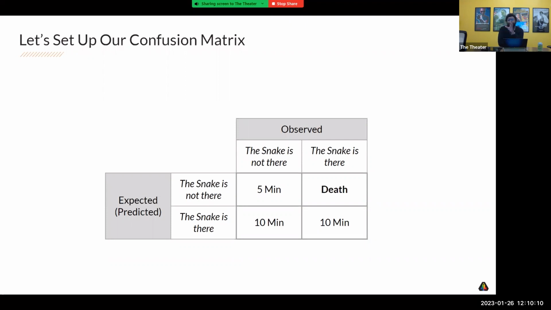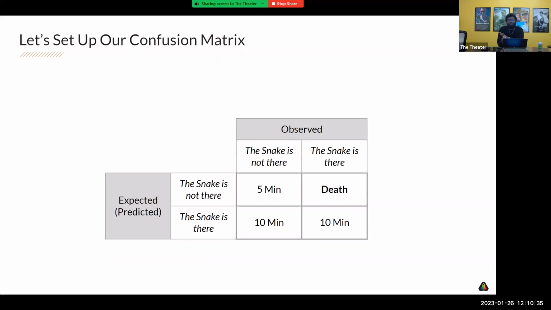So looking at this confusion matrix that we've set up here, it lets us know immediately that oftentimes what we think about in classification problems is how many times were we right and how many times were we wrong. But that's not always the case. It's not always the case in marketing. It's not always the case in this snake example. It's not always the case in life, where sometimes we can afford to be a little wrong or a little right, and sometimes we can't.